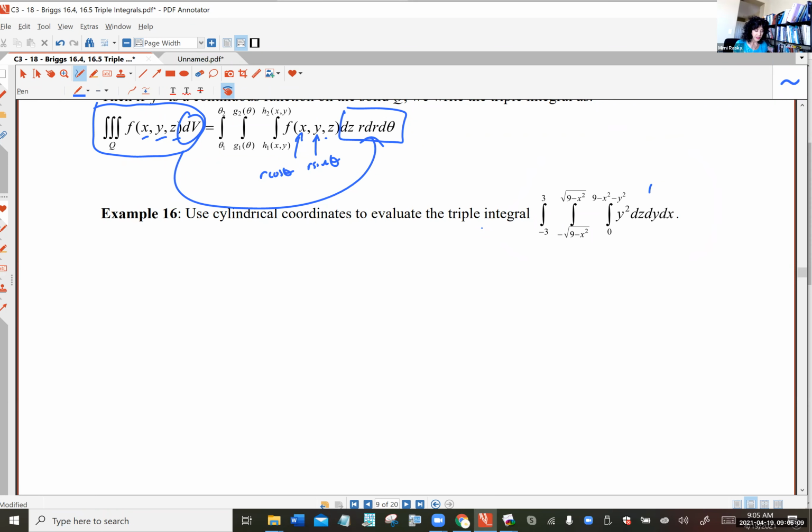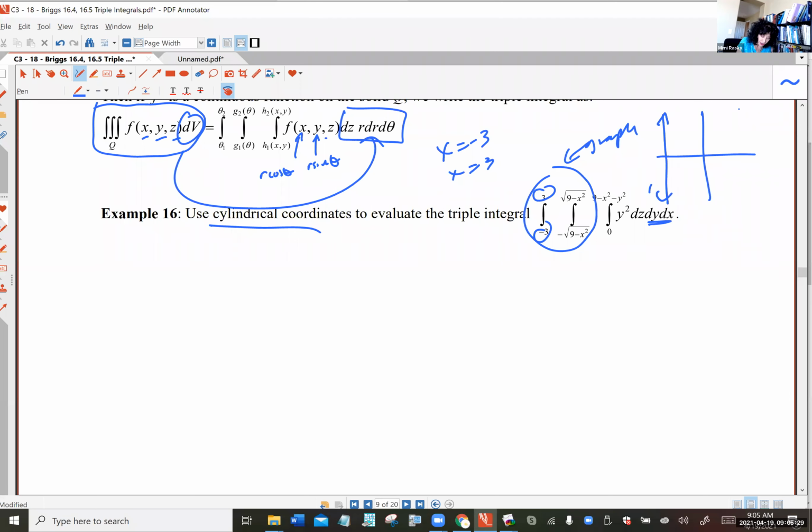First up, how do I know this is even a good choice for cylindrical? Well, one reason is because they're telling you. No choice there. But if you graph in the XY plane, what's going on with the X's and the Y's? If you graph X equals -3 and X equals +3 because of the limits on the outermost integral, I get two vertical lines. And then if I graph Y equals +√(9 minus X squared), I get the upper semicircle of a circle centered at the origin of radius 3. And Y equals -√(9 minus X squared) is the bottom semicircle.